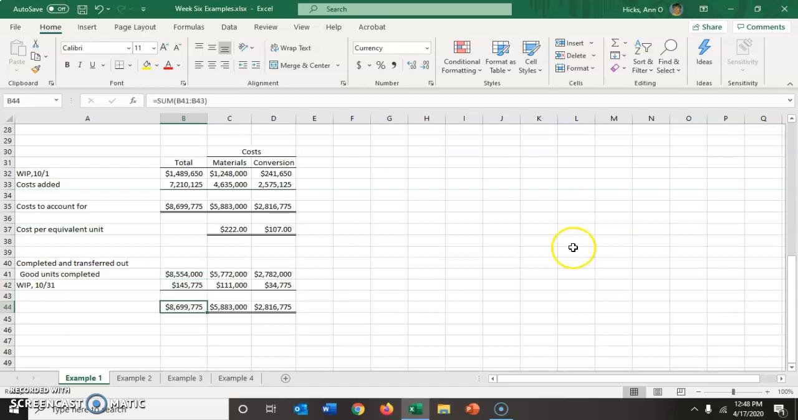And our check figure here is that the sum of the costs we're transferring out and ending WIP equals the amount of costs that we had incurred. Okay, those two numbers have to equal, because otherwise it implies that you've got costs that you have not assigned to either WIP or completed and transferred out.